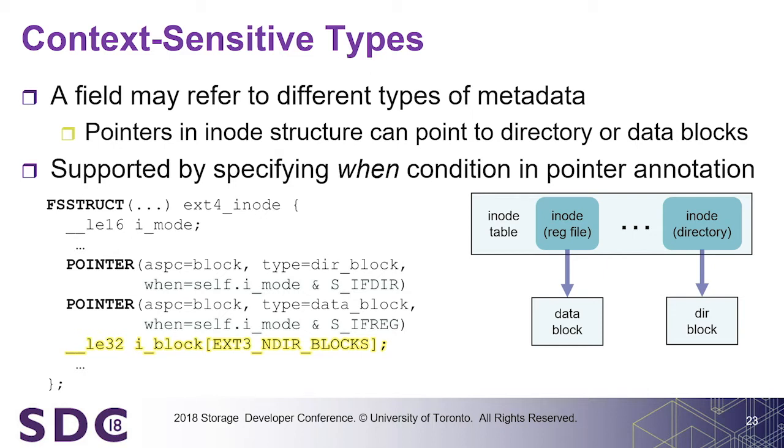In this example, there are 2 pointer annotations to the same iBlock array. The first annotation specifies that iBlock is an array of pointers to dir blocks only when the inode's mode field indicates a directory. The second annotation specifies that this same iBlock is an array of pointers to data blocks when the inode's mode field indicates a regular file.